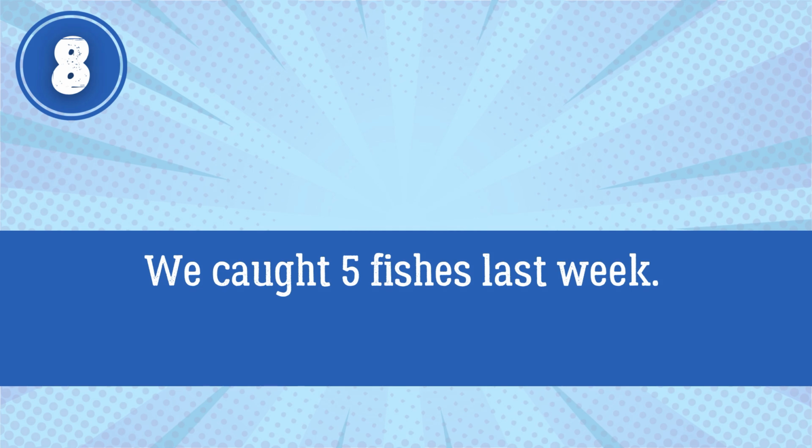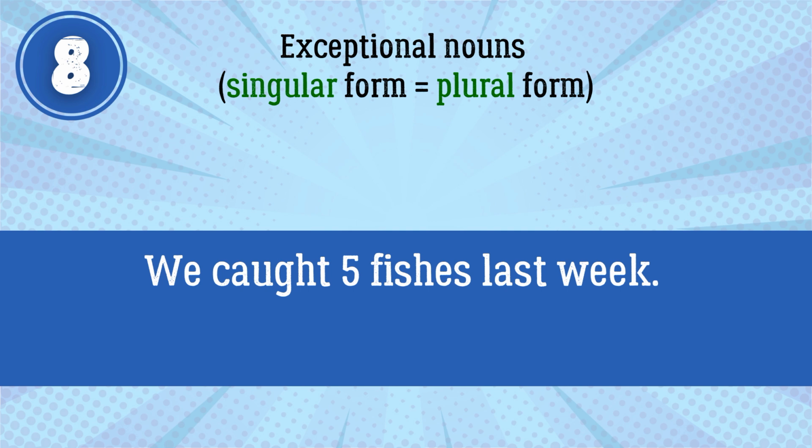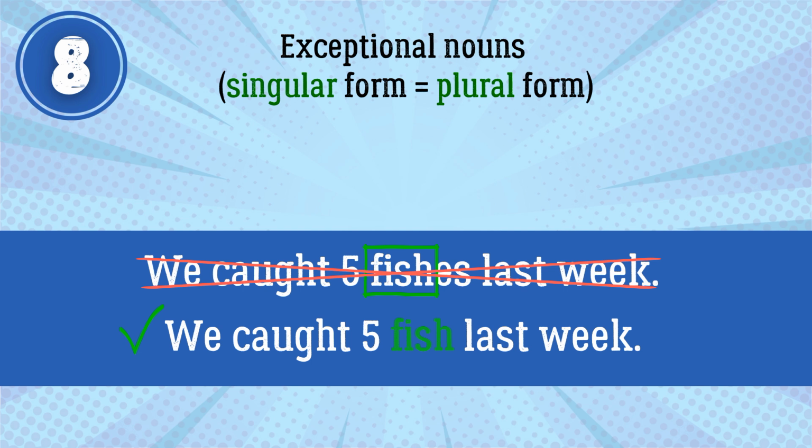I hope it wasn't too difficult for you. In English, we have exceptional nouns that have the same singular and plural forms. The word fish is one of them. So the correct sentence is, "We caught 5 fish last week." The same rule applies to words like deer and sheep. We should say 2 deer and 7 sheep.